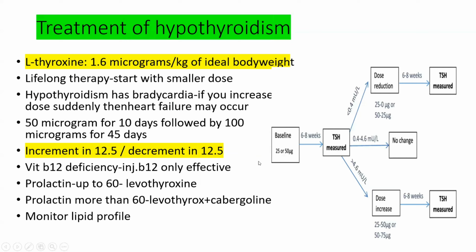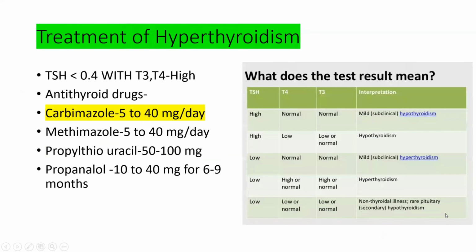Here, the baseline dose is 25 or 50 microgram for 6 to 8 weeks. After 6 to 8 weeks, if you measure TSH and it is normal, there is no change in the dose. If it is less than 0.4, the dose should be reduced, and again after 6 to 8 weeks, TSH is measured. If it is more than 4.6 milliunits per liter, the dose is increased, 25 to 50 microgram or 50 to 70 microgram. For 6 to 8 weeks, we have to monitor and TSH is measured.